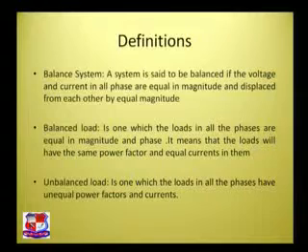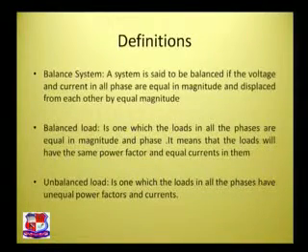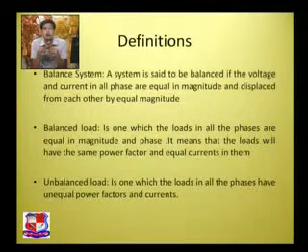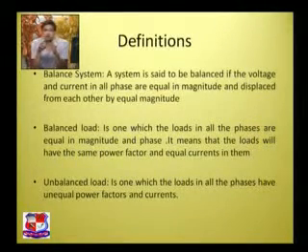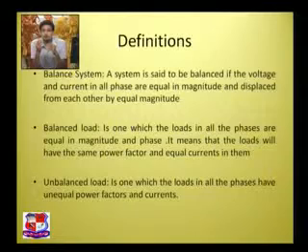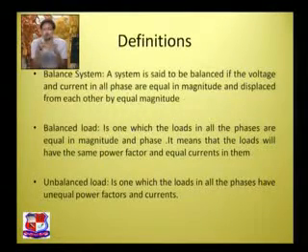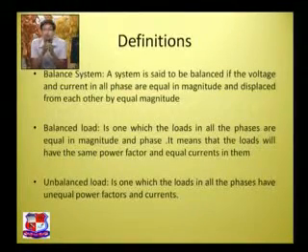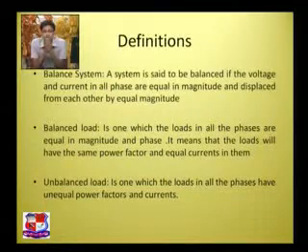Then the unbalanced load: why do we call it unbalanced? It is one in which the load in all the phases has unequal power factors and currents. We have a different power factor, different angles, and different values of current, so we call it an unbalanced load.